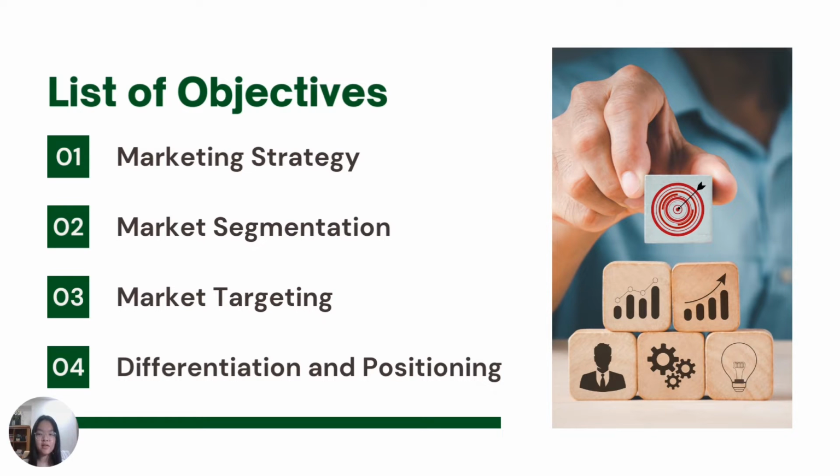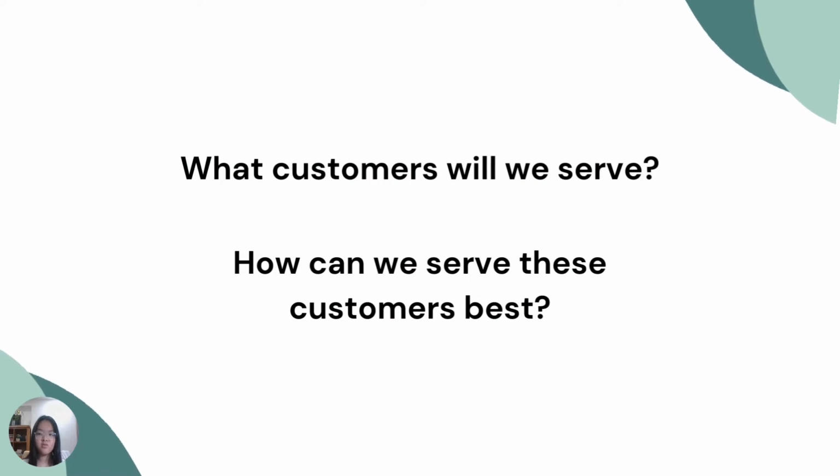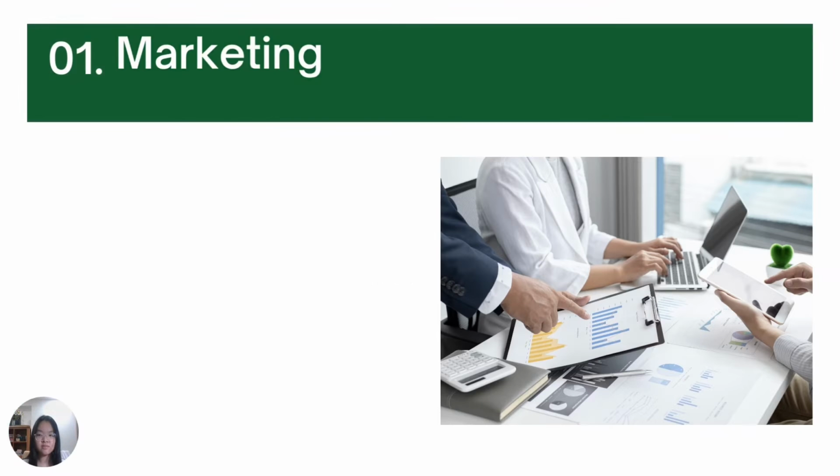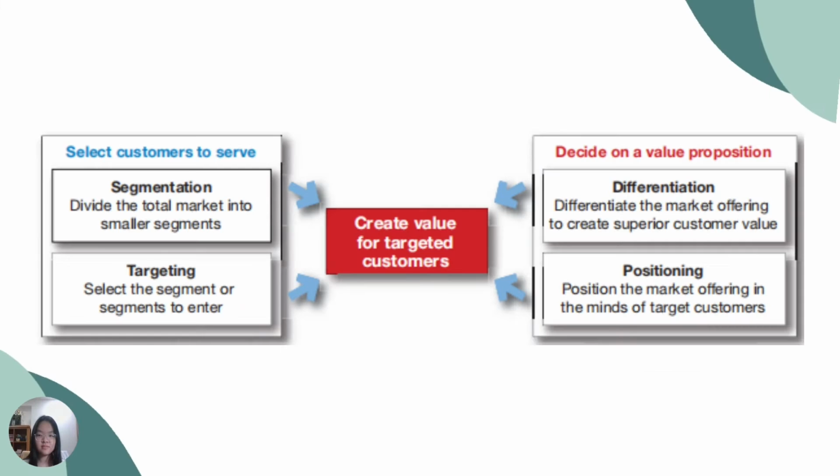In the first chapter, we have learned about two big questions that must be answered in order to design a winning marketing strategy. What customers will we serve, and how can we serve these customers best? The answer to those questions lies in Chapter 2, where we learn about the technical term, marketing strategy. And now, in Chapter 7, we will discuss more closely about each step in this process.